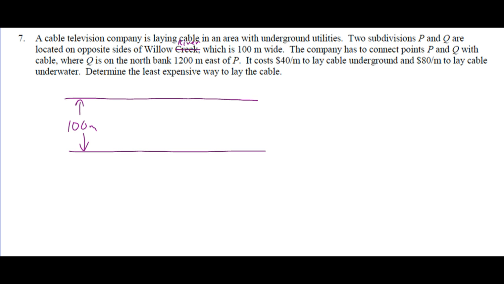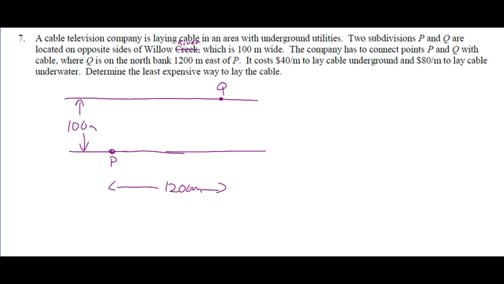The company has to connect points P and Q with cable, where Q is on the north bank, 1,200 meters east of P. Okay, so here's Q, and here's P. Well, let's put P a little further out. And here's P, and this distance is 1,200 meters. And this distance, well, we already know that's 100 meters.